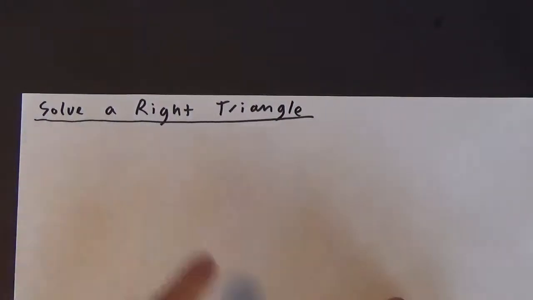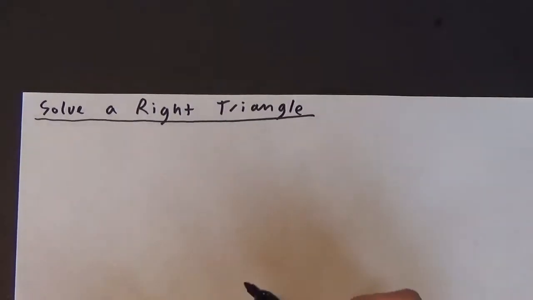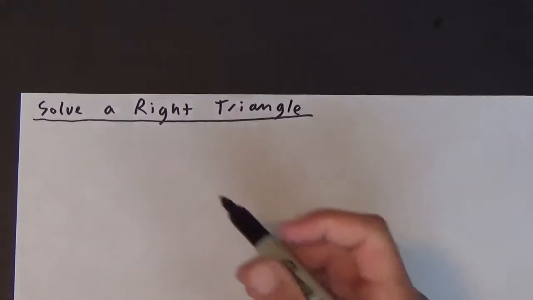In this video, we're going to look at a problem in which you are asked to solve a right triangle. So you'd be given a triangle and it just says solve it. And when you are asked to solve a right triangle, there is a specific meaning behind that. It means you're going to find all the measures of the sides and angles of a right triangle.